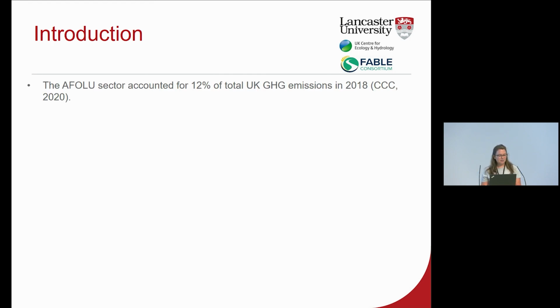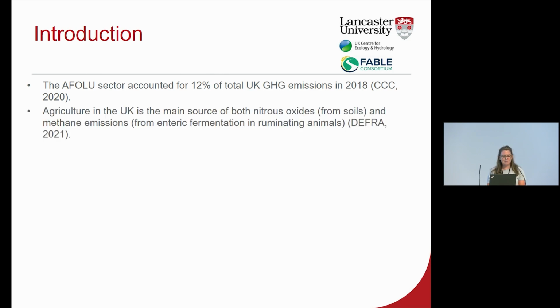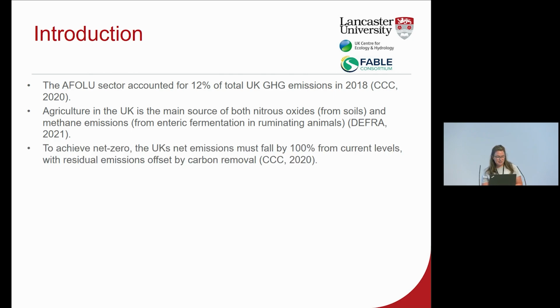The agricultural, forestry and other land use sector accounted for 12% of UK greenhouse gas emissions in 2018. Agriculture in the UK is the main source of both nitrous oxide and methane emissions. To achieve net zero, the UK net emissions must fall by 100% from current levels, with residual emissions offset by carbon removal.